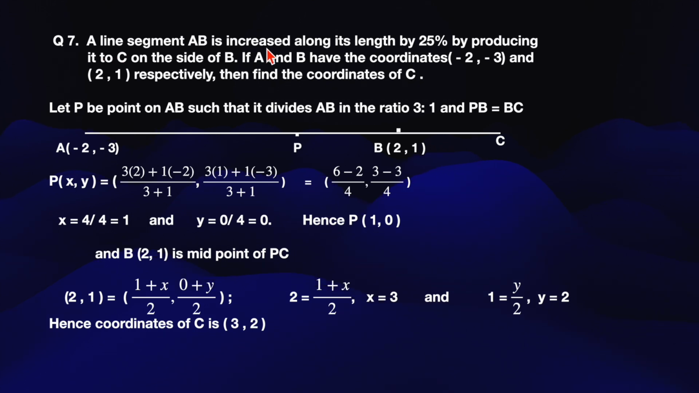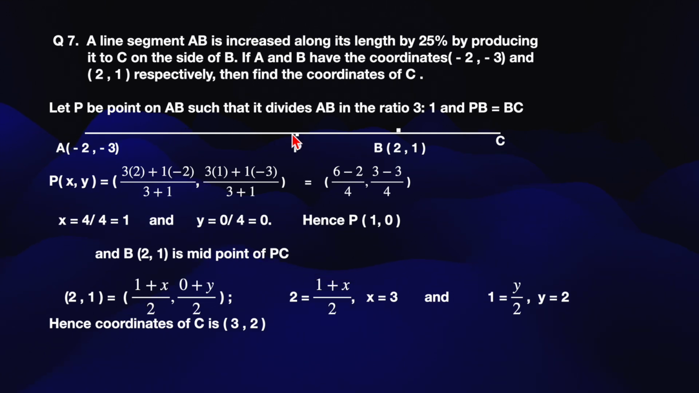Question 7. A line segment AB is increased along its length by 25% by producing it to C on the side of B. If A and B have the coordinates -2, -3 and 2, 1 respectively, then find the coordinates of C. Okay, so here is the line segment AB. Okay, these are the coordinates of A, this is the coordinates of B. Now they are saying that 25% of this length we are going to increase on this side. 25% means what? 1/4.